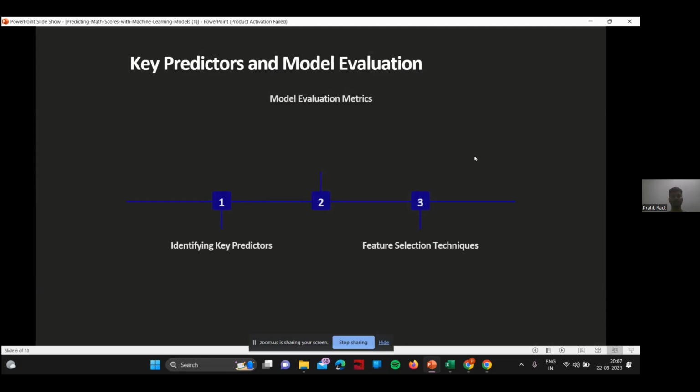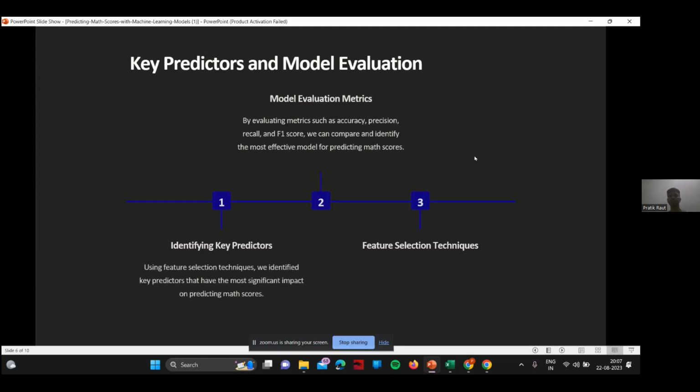Then model evaluation technique. By evaluating metrics such as accuracy, precision, recall, and F1 score, we can compare and identify the most effective model for predicting the math score. What exactly is accuracy? Accuracy is the fundamental metric that measures the proportion of correct predictions out of the total. Precision focuses on the accuracy of the positive predictions. Recall identifies the model's ability to identify the relevant instances of actual positive cases. F1 score is the harmonic mean of precision and recall.